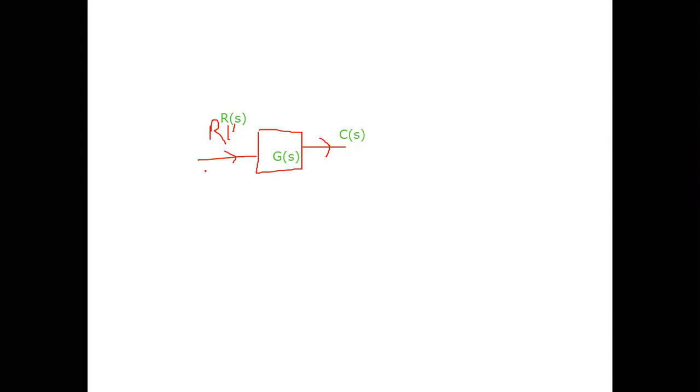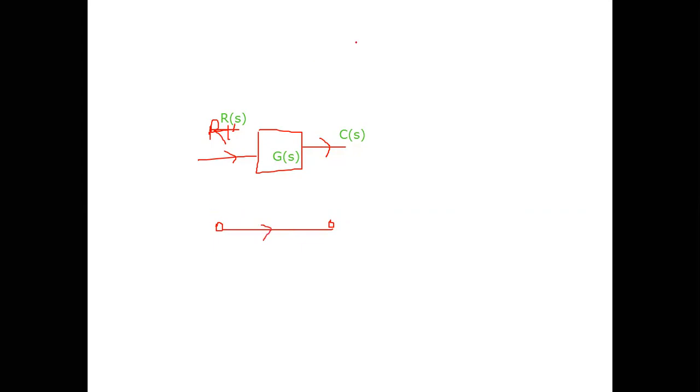Now we will convert this block diagram into a signal flow graph. Our input R of S is in the form of a signal. This will now be replaced with a node and we will write R of S here. The output signal C of S is now represented with a node C of S. The system G of S will now be replaced with a branch, a line with an arrow.